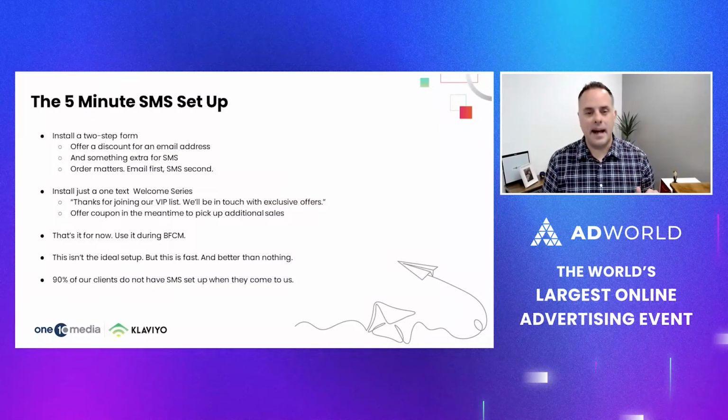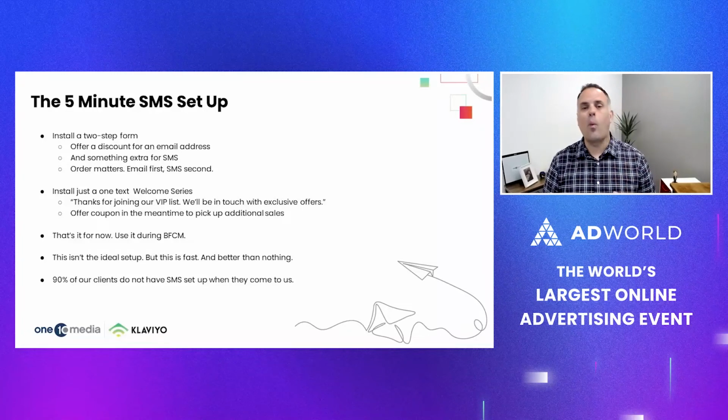Here's a 5-minute SMS setup using Klaviyo. Now, this isn't ideal, but this is fast. And I found in my career that the faster you move on things, the better things go. So if you don't have the bandwidth, if you're in a hurry, if you're stressed because the holidays are coming or you can't afford an agency, whatever it is, and you don't have your SMS channel set up, here's what you can do. Install a two-step form, right? Just like we talked about on the last slide. Offer a discount for email, offer something extra for SMS. Order matters. Email first, SMS second.